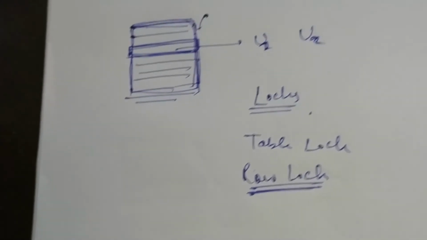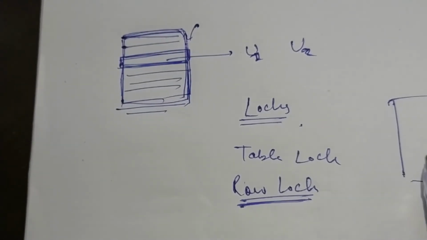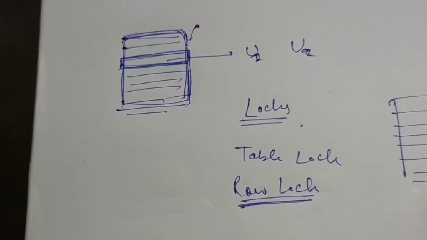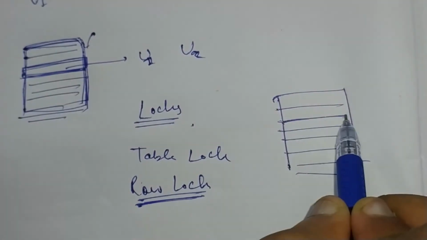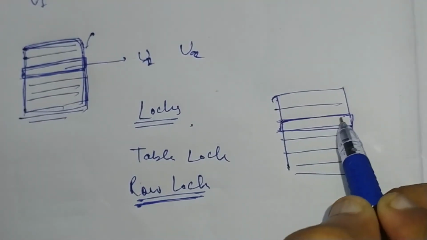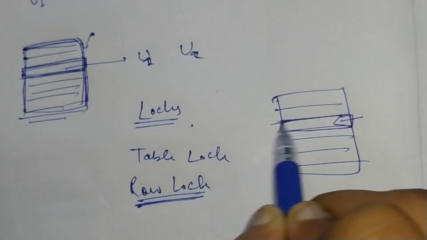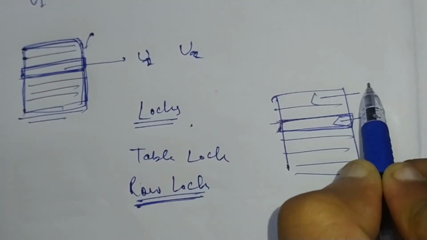So there is another concept, which is row lock. In a row lock, this is a table and we have multiple rows, and user 1 is doing changes here. So user 1 will only lock this particular row and user 2 can work here, no issues.